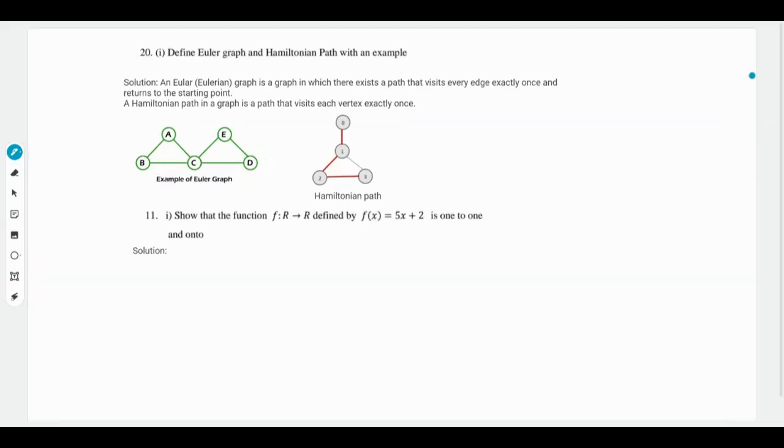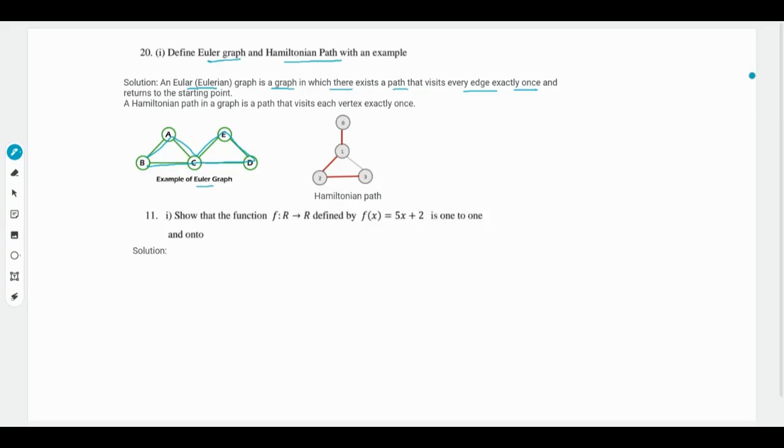So next is to define the Euler graph and a Hamiltonian path. An Euler graph is a graph in which there exists a path that visits every edge exactly once. It should go only one time. So from here we can go here, then here, then here, then again to this, again to this. All the edges are visited only one time. Therefore it is called an Euler graph.